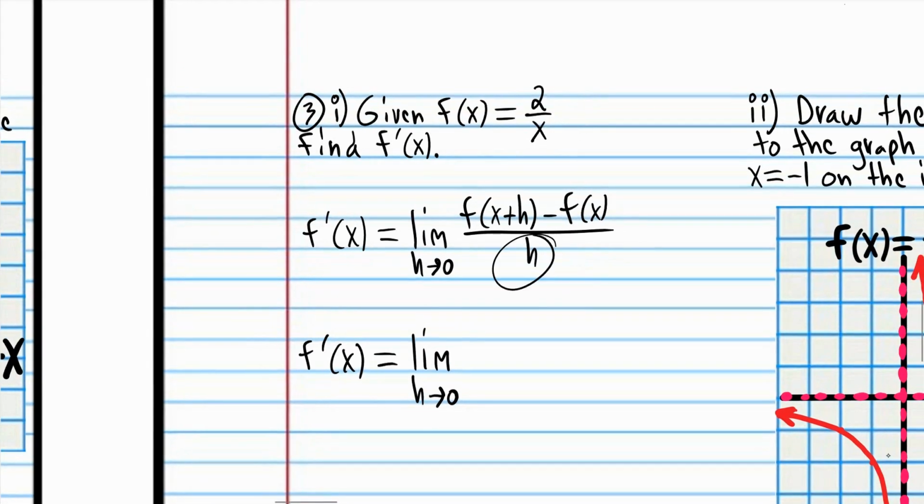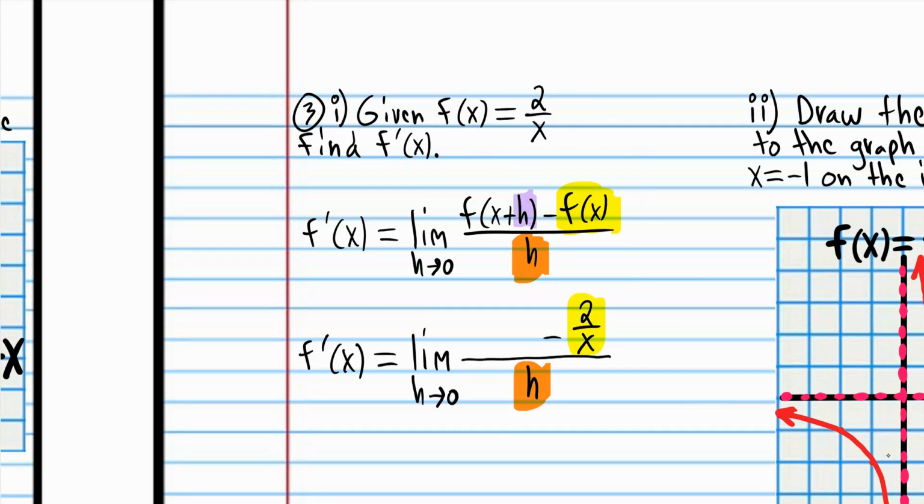So again, we're just going to rewrite h. That's the easy part. We just rewrite h, and then we're going to rewrite f of x. So f of x is just going to be 2 over x, because that's what f of x is. So that's the easy part.